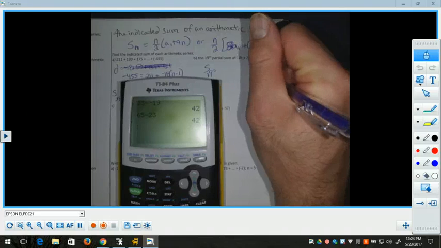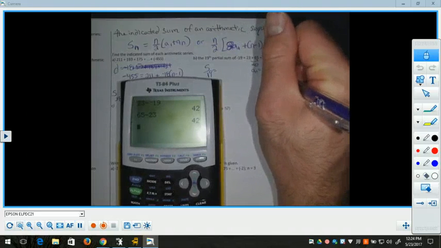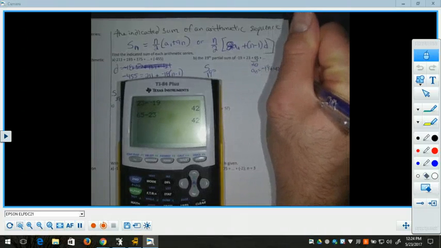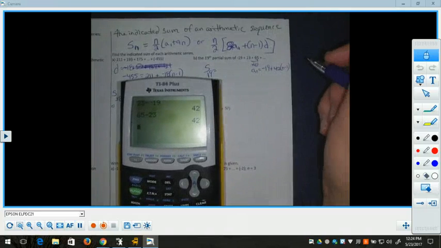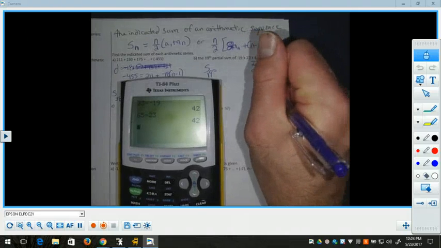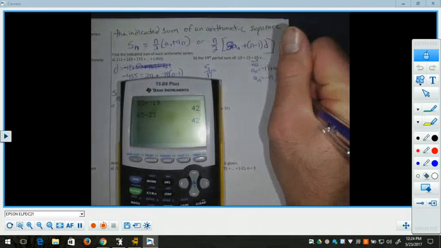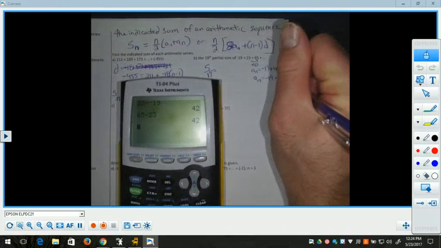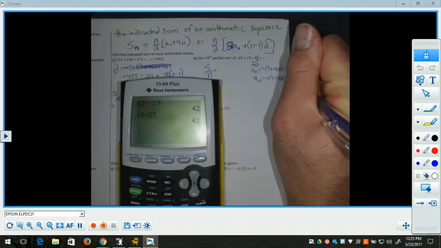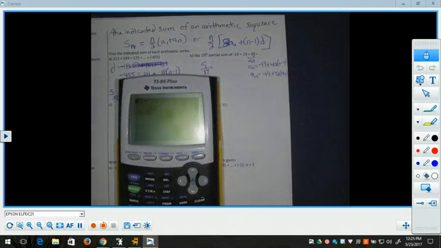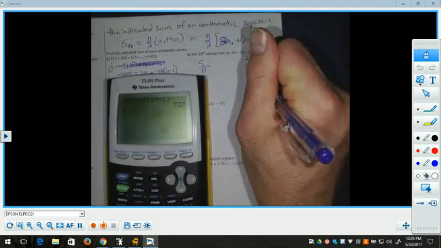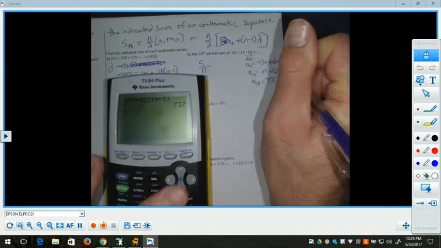Well, I've got the common difference. That's great. That means A sub n equals A sub 1 plus 42 times n minus 1. And I need the 19th term. So A sub 19 is going to be, negative 19 was A sub 1, plus 42 times 19 minus 1. So negative 19 plus 42 times 19 minus 1 is 737. The 19th term is 737.